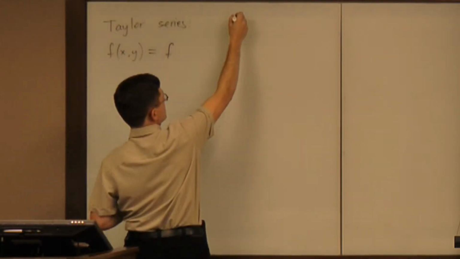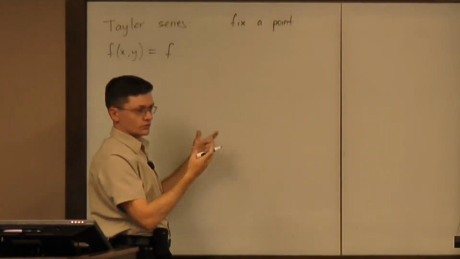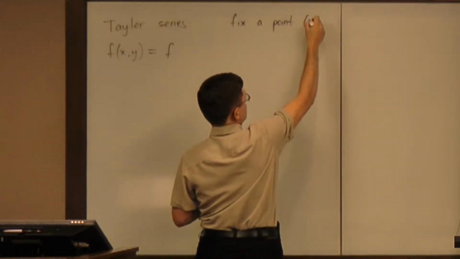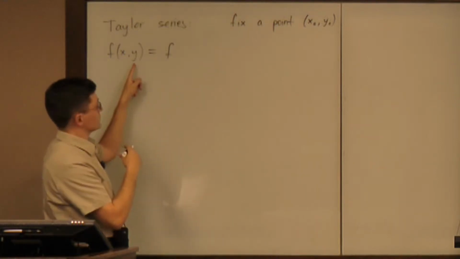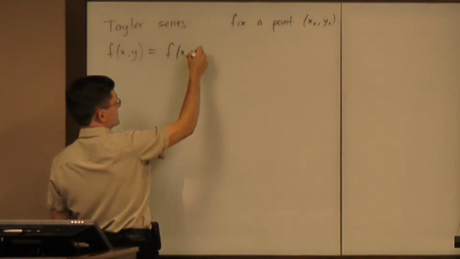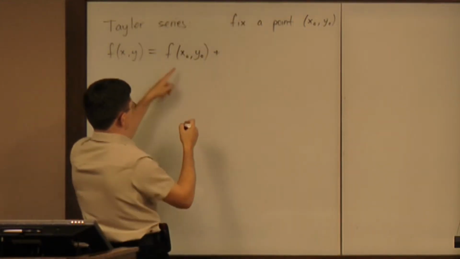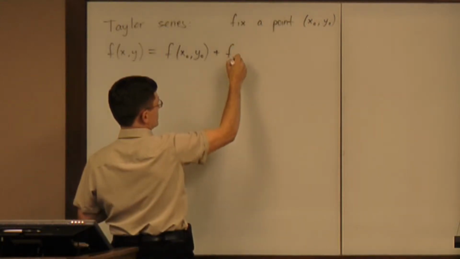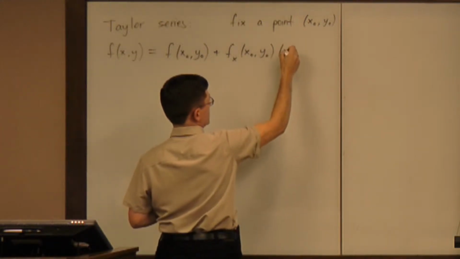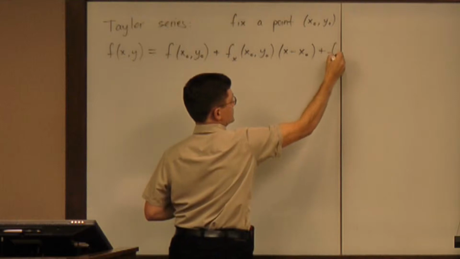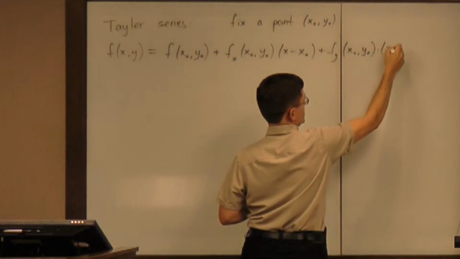Once you fix a point, the Taylor series shows up only if you fix a point x0, y0 in the domain. Then the value of the function at any other point is related to the value at that fixed point in a very simple way, very long way though. It's that point plus the partial derivative at that point with respect to x times x minus x0 plus the partial derivative with respect to y at that point times y minus y0.